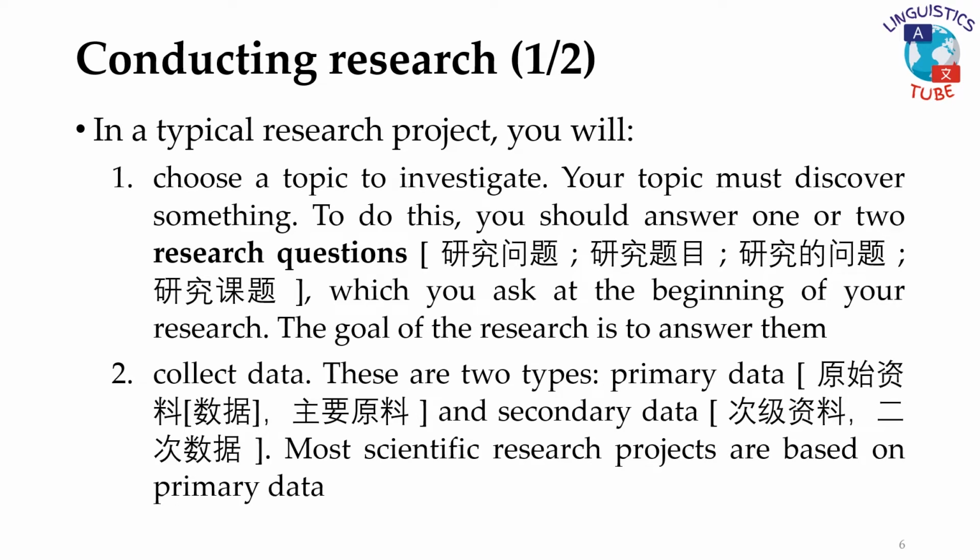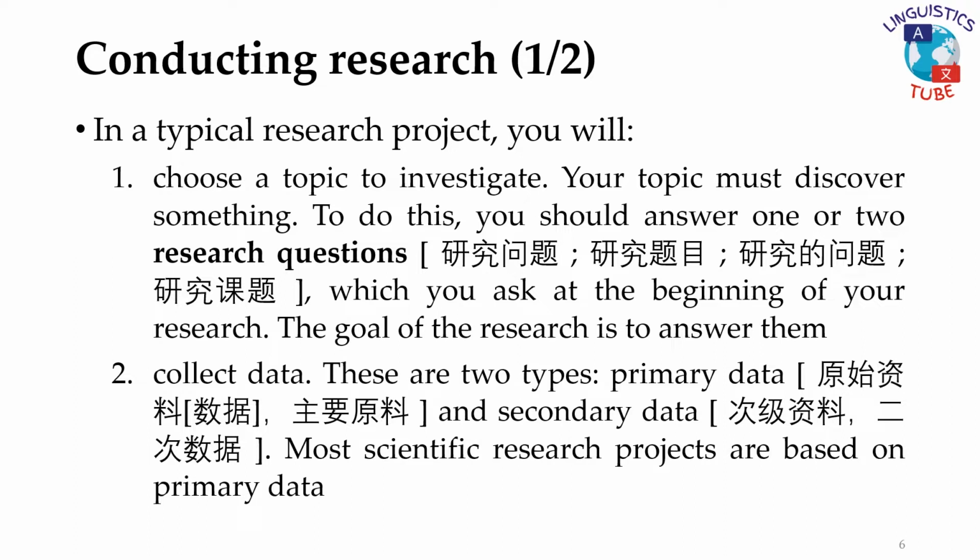After you have chosen your topic and asked your research question, you need to investigate it. In order to do this, you need to collect data. In general, there are two types of data: primary data and secondary data. In a typical scientific research project, you need to collect primary data. This is original data. Therefore, you must collect it yourself because it does not exist anywhere else.